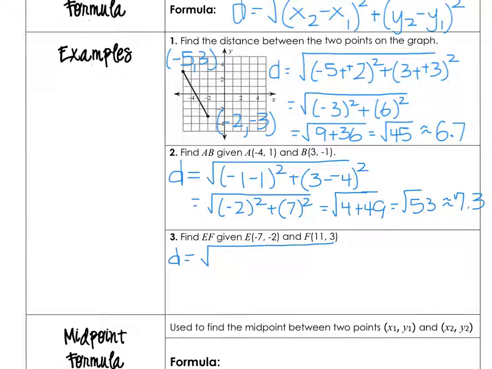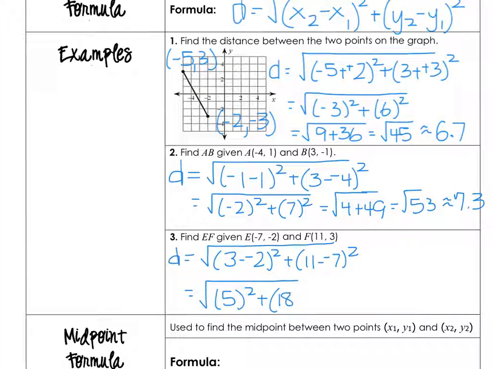again using your formula, square root of 3 minus negative 2 squared plus 11 minus negative 7 squared. And it really doesn't matter which direction you subtract, because again, squaring a negative number will give you a positive number. So this is 5, 3 minus a negative 2, plus 18 squared.